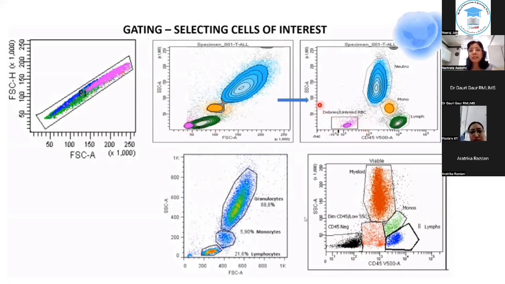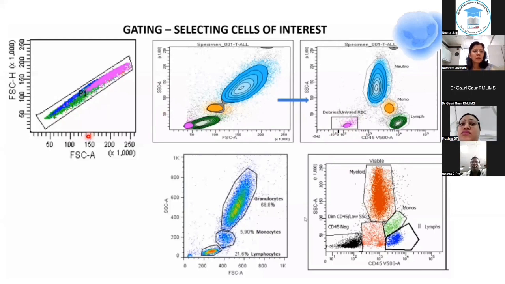On a CD45 versus side scatter, if I see this population, we'll see that the debris is, unlike RBC, negative for CD45. I don't want this population in further analysis, so I'll make a region around it and instruct the software to exclude this from the further analysis. So that is one way to use the gates.